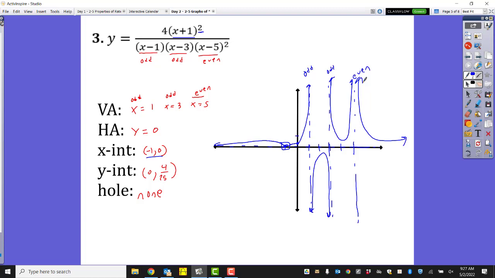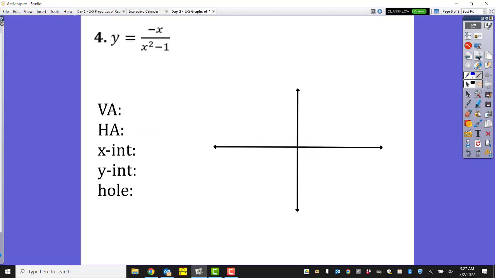Okay, so now we're starting to see more of these pieces coming together. We see the x-intercept, which says we bounce. We see the odds and evens all working together to give us this full picture of the graph. All right? Let's look at this one.